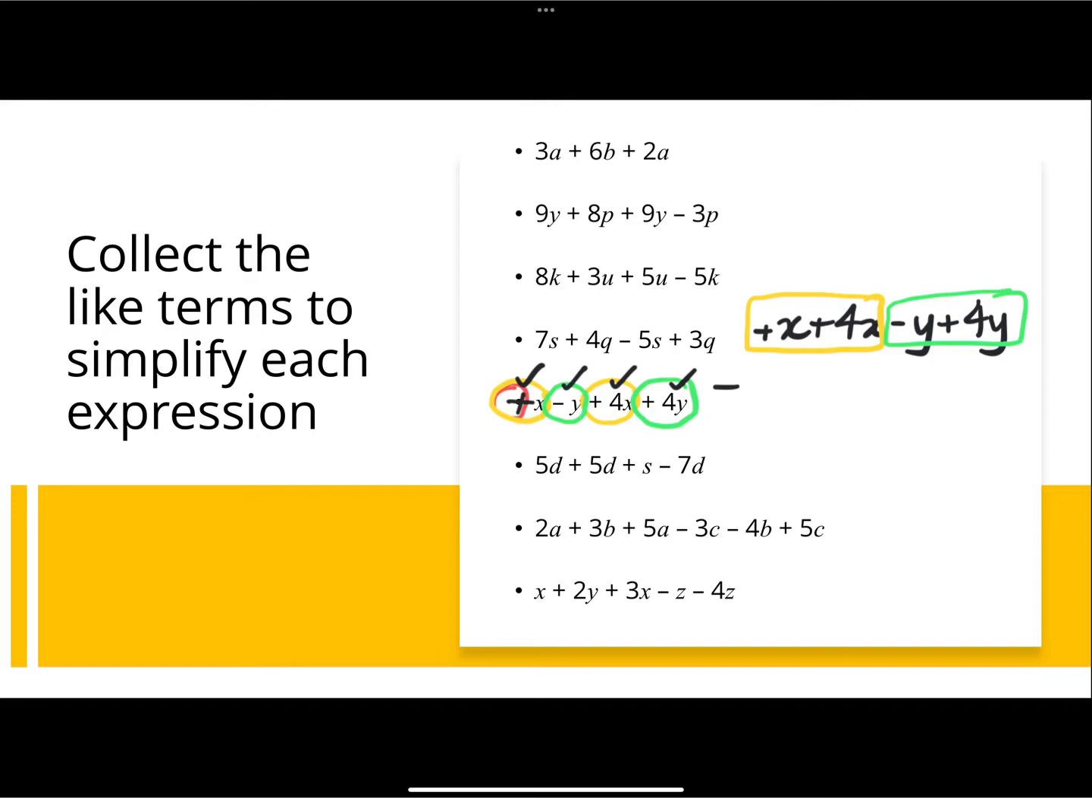Put my equals. Now the trick here is to remember that just an x by itself actually has a 1 in front of it. So I really have 1 plus 4, which is 5x. Makes it nice and easy. I'm not sure what the operation is here yet because I need to calculate this one. If you're not sure, you can always draw a number line. So let me do that.